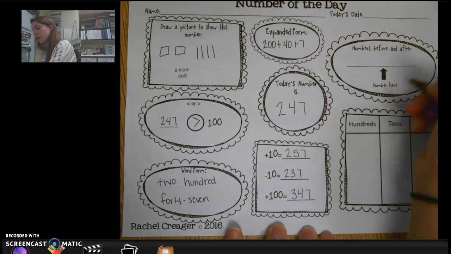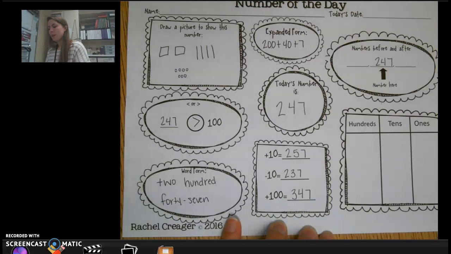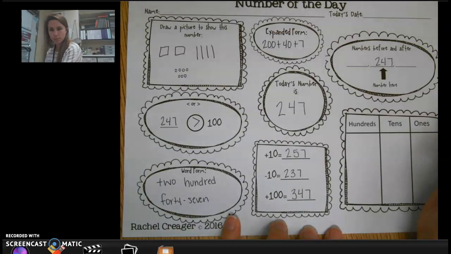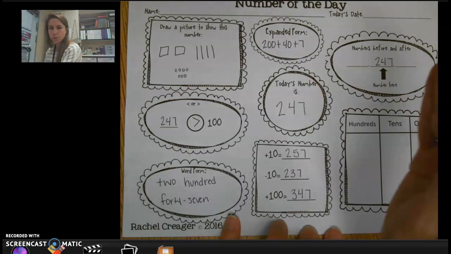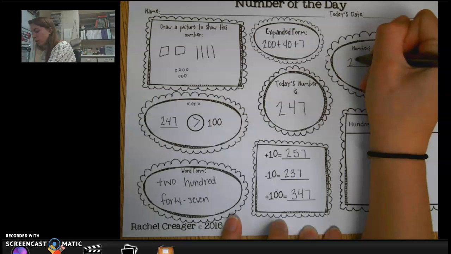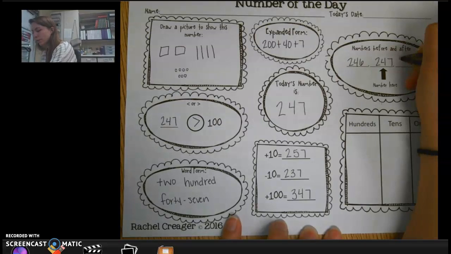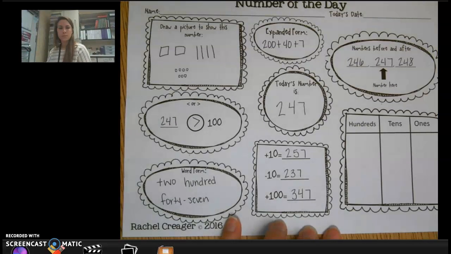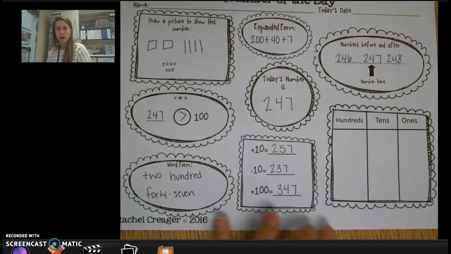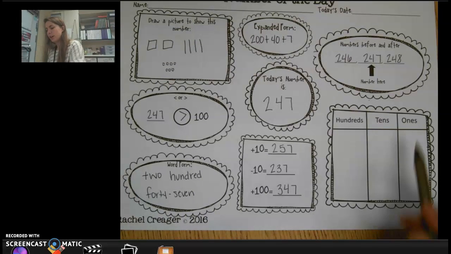My numbers before and after. So it says number here. This is where I put 247. That's my number of the day. And I have to think, what number comes right before that? Just one before. I've got to look at that ones place number, 246. And then what comes right after? 248.